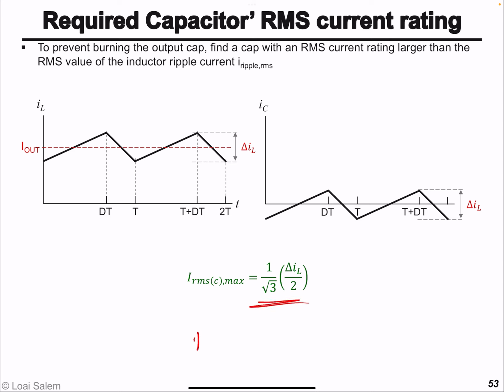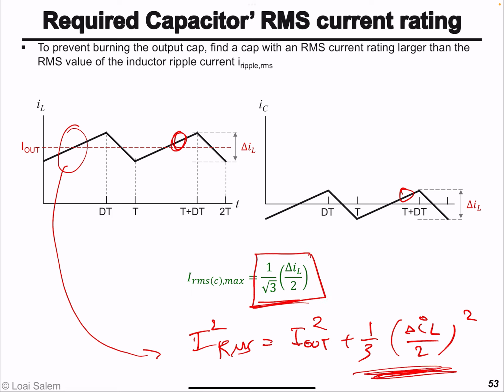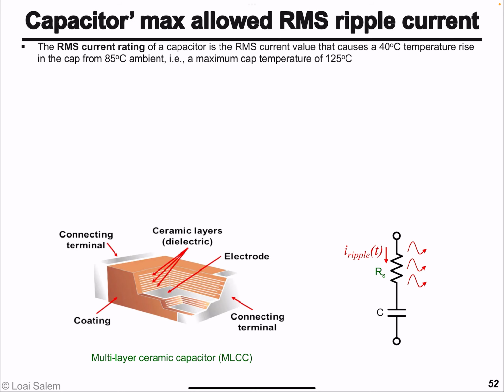Remember, I think at the very beginning when we talked about the inductor, the RMS value of the inductor current squared is equal to I out squared plus one third of (ΔIL over 2) squared, right? And since this represents the harmonic components in the inductor current, its RMS value will be 1 over square root 3 times ΔIL over 2. And then you want to make sure that this value is less than the RMS current rating that causes a 40 degree C temperature rise in the capacitor.